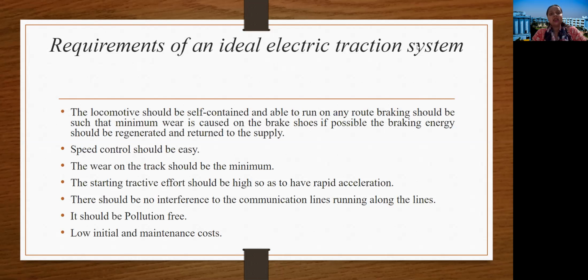And in electric supply system only, we are having regenerative braking. So the braking energy should be regenerated and returned to the supply. Yes, the same thing can also be done in electric traction system.